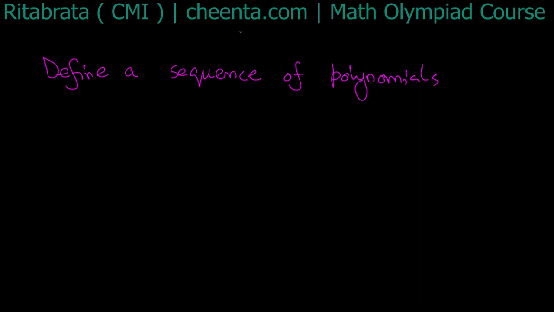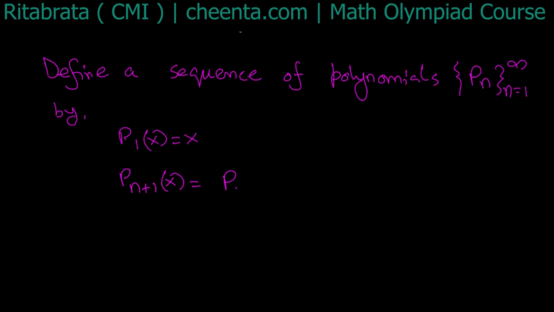The problem is, define a sequence of polynomials P_n by P_1(x) equal to x, P_{n+1}(x) equal to P_n(x) whole squared plus 1 for all n greater than or equal to 1.